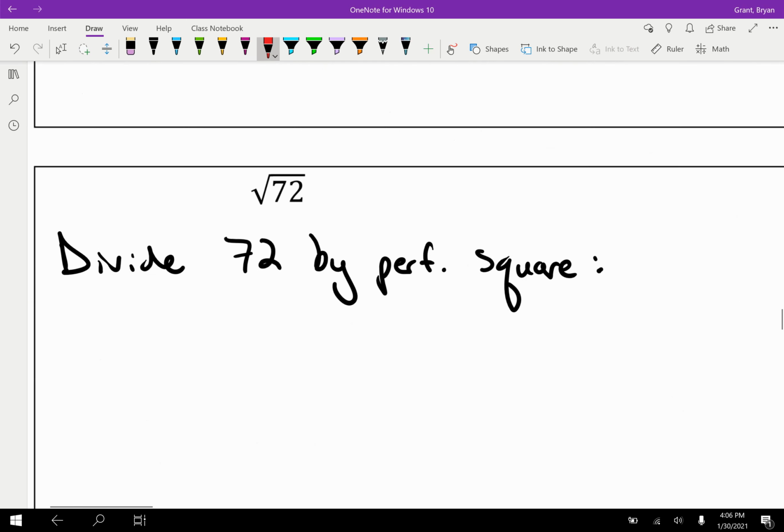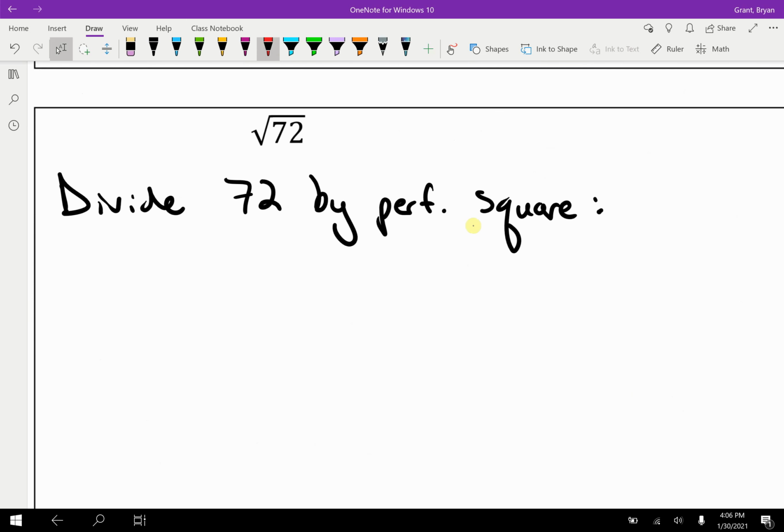You could use any of these. It doesn't matter one way or another. But I'm going to go ahead and divide by the perfect square, 9. Because we know the square root of 9, right? The square root of 9 is 3. 3 times 3 is 9.